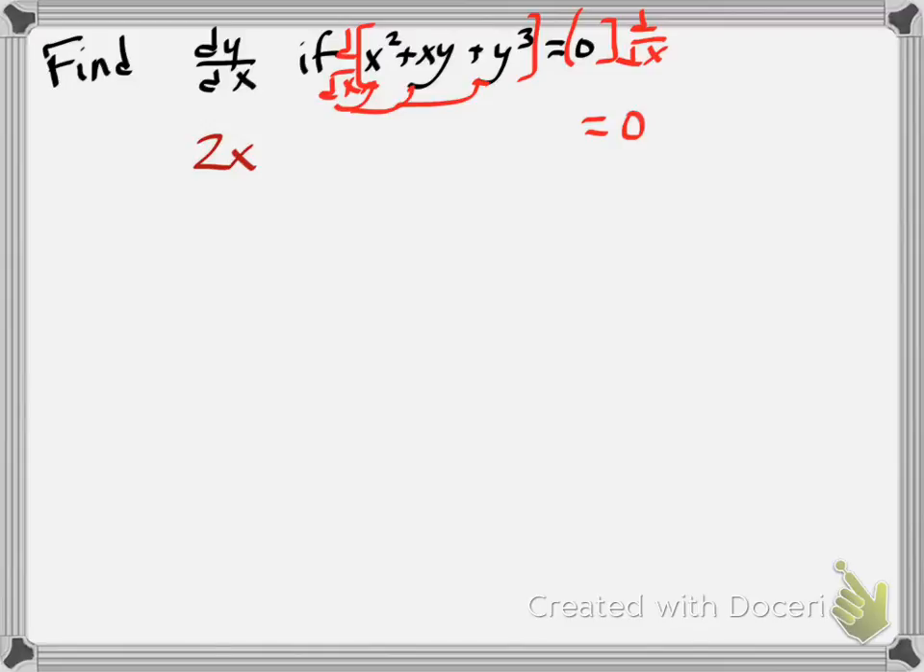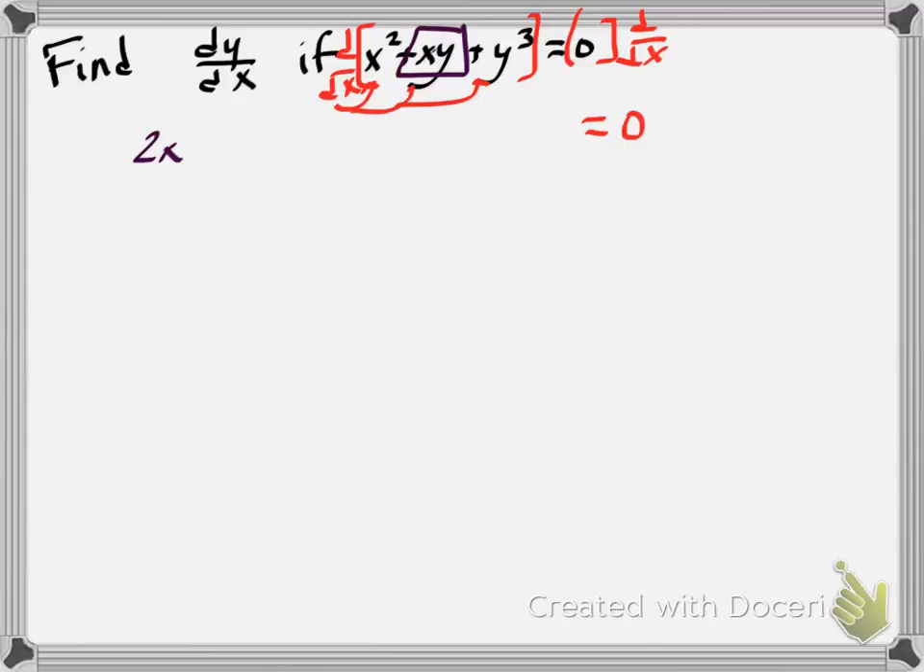So I might actually need some more room than just that. So let me put the 2x further away here. Okay, 2x. So the next term is a product rule problem. The way I know that is because I have two functions, x and y, and they're being multiplied together.